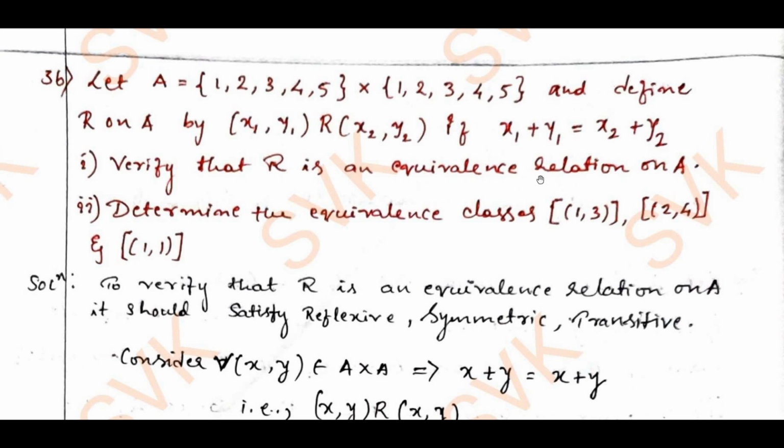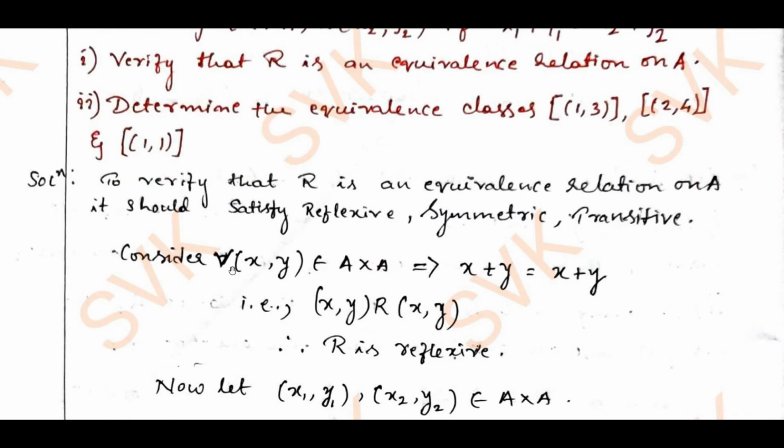To verify this, you should know the definition of an equivalence relation. R should satisfy reflexive, symmetric and transitive properties. If these three are satisfied, then we can say that the given relation R is an equivalence relation. So consider, for all (x, y) belonging to A cross A, an ordered pair (x, y).